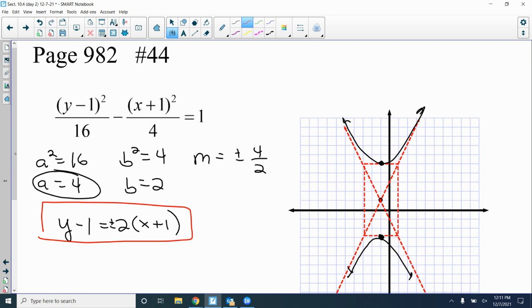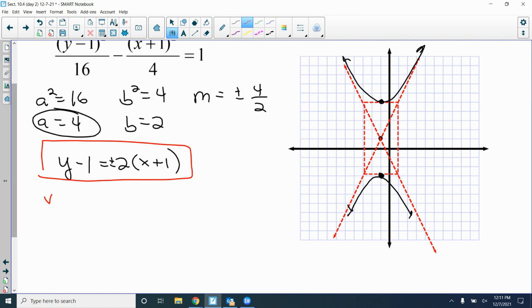Vertices. Justin, what do you got for the vertices on that one? Negative 1, 5, and negative 1, negative 3. How about for the foci? What do you got for that one? Emma? Cammy, did you do the right thing? It didn't ask for foci? No? Okay, well then that's why you didn't do it.